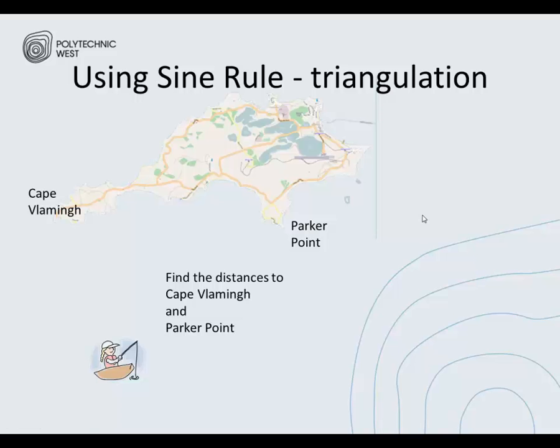Okay, so I'm going to do a real world use of the sine rule. It's a little bit complicated, but if you follow along, you'll see that it basically just falls down to finding the lengths of a triangle. Right, I'm off fishing, and I want to find the distance between myself and Cape Flaming, and the distance between myself and Parker Point. Cape Flaming and Parker Point are exactly on the same latitude, so they're the same distance north.